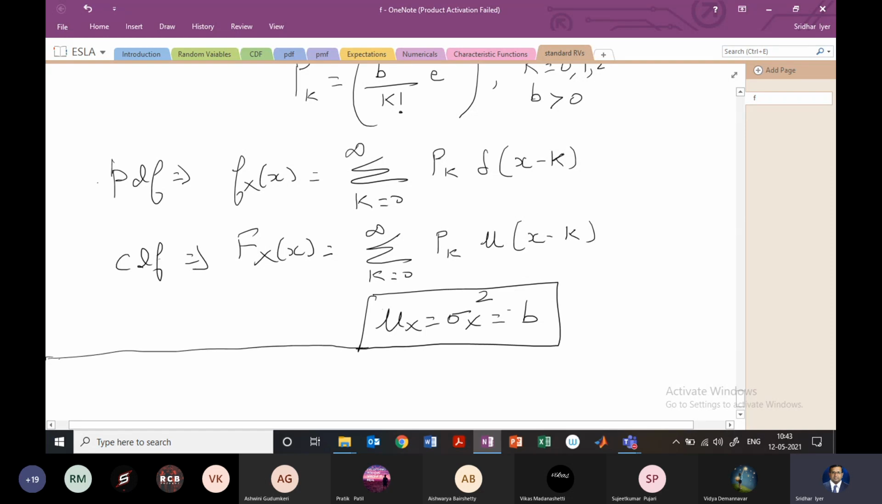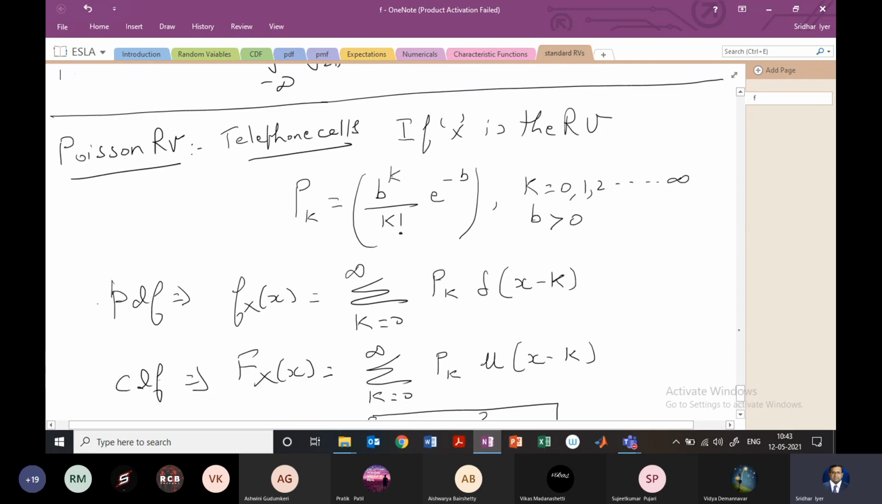In different books and over the internet, you will see different notations for this Poisson random variable. But this is the notation that I am using. If you are comfortable with any other notation, that's fine. Sometimes instead of k, some people have used alpha, and instead of b, they have used beta. So in that case, your equation would look like beta raised to alpha, e raised to minus beta, divided by alpha factorial. There are different ways, but I'm sticking to the one which I have written.